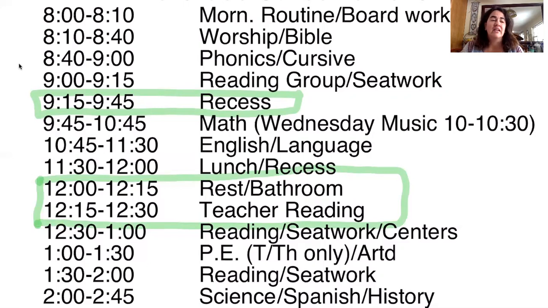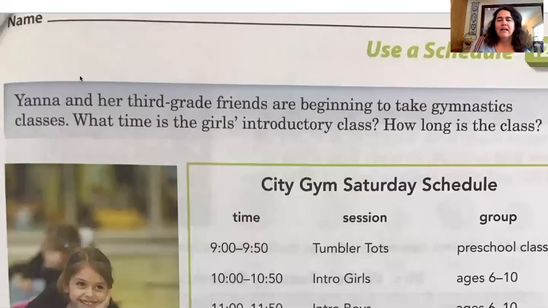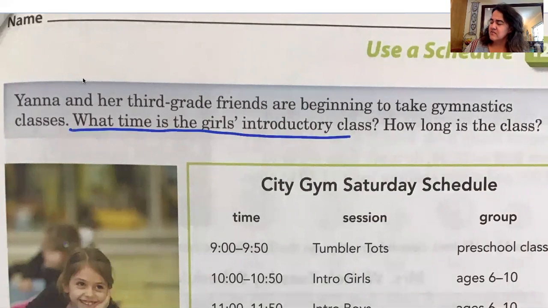Let's go ahead then and look at your math papers and see what we can do with using a schedule for today's lesson. Today's lesson says, let's read the blue box at the top of the page together. Yana and her third grade friends are beginning to take gymnastics classes. What time is the girls' introductory class? How long is the class? Well, let's underline our questions. What time is the girls' introductory class and how long is the class?